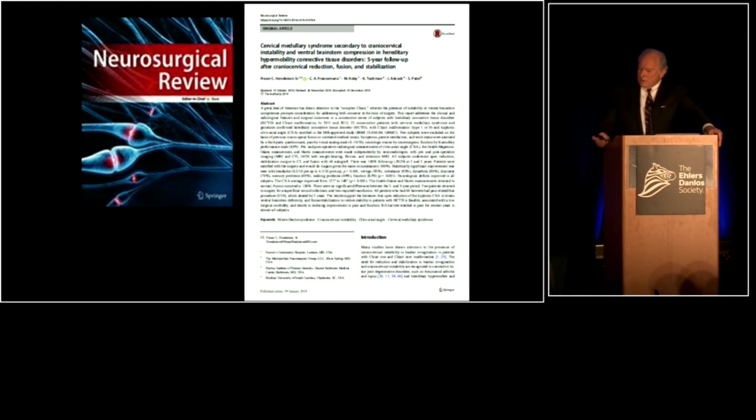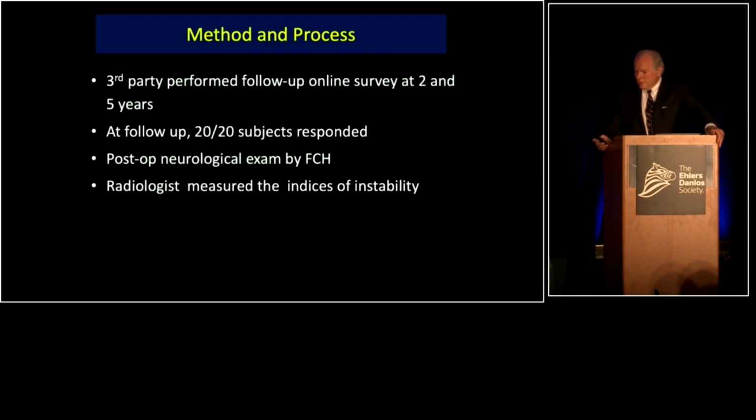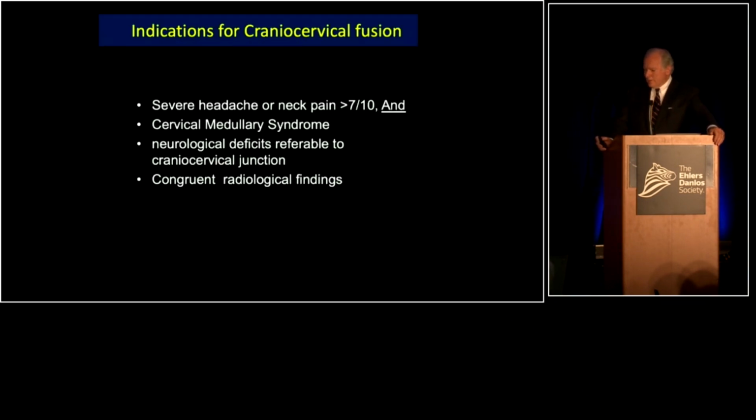Now, I wanted to present our data that was just published in January in the Neurosurgical Review, and it's made available to all of you at no charge. You can pull it up online. It was retrospective, IRB approved, 20 subjects, mostly women. Almost all had Chiaris, all had, of course, connective tissue disorders. A third party performed the online survey. I did the exam. We had 20 out of 20 responding at 2 and 5 years.